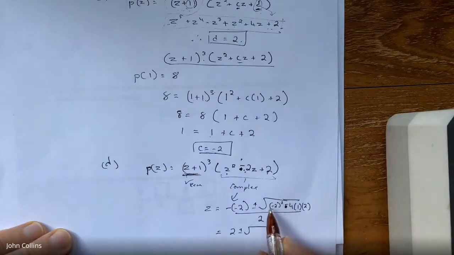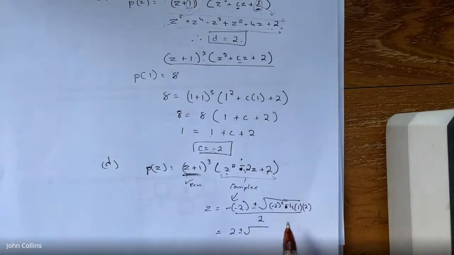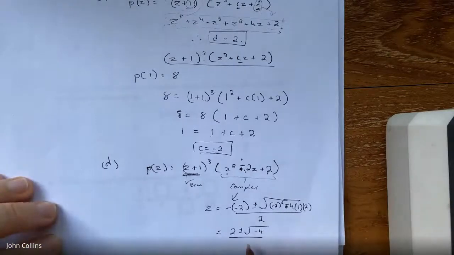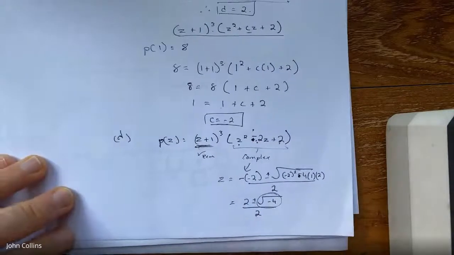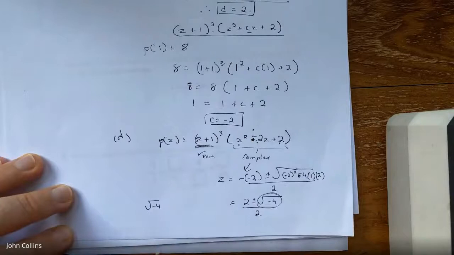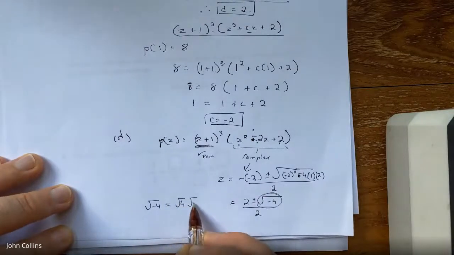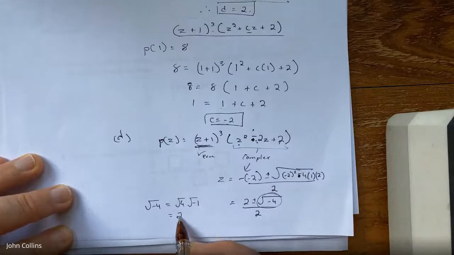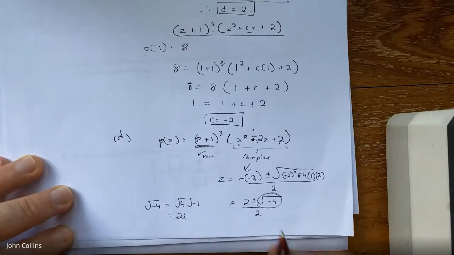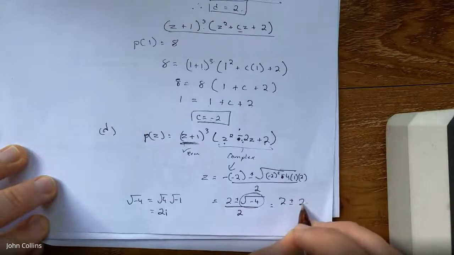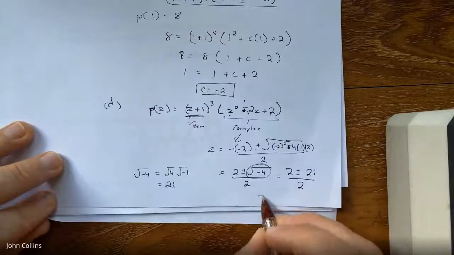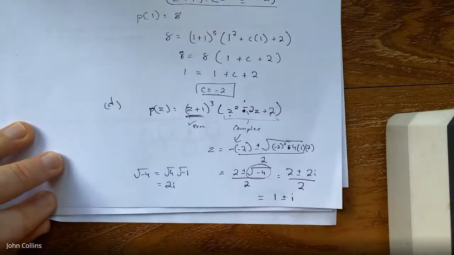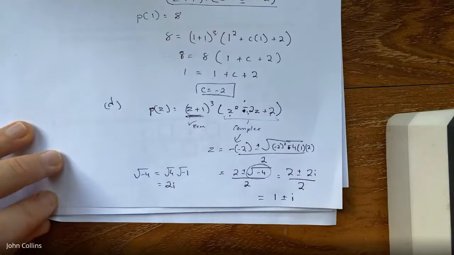We just worked this out, didn't we? 4 take away 8, so it's going to be minus 4, all over 2. I need to convert that to a complex number. If I want to take a sidebar over here, square root of minus 4 is going to be square root 4 times square root minus 1. Square root of 4 is 2. Square root of minus 1 is i. So that is now 2 plus or minus 2i all over 2. Divide everything by 2, and we have 1 plus or minus i as my complex roots.